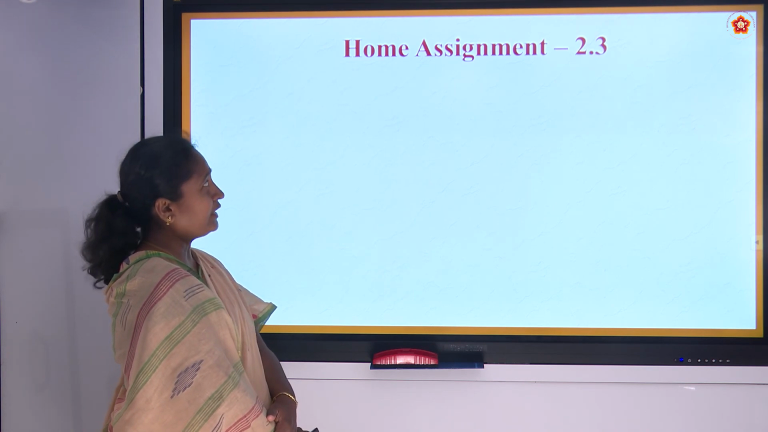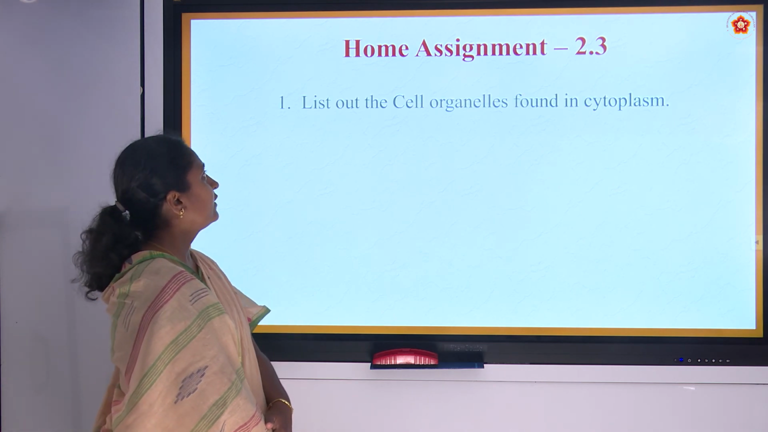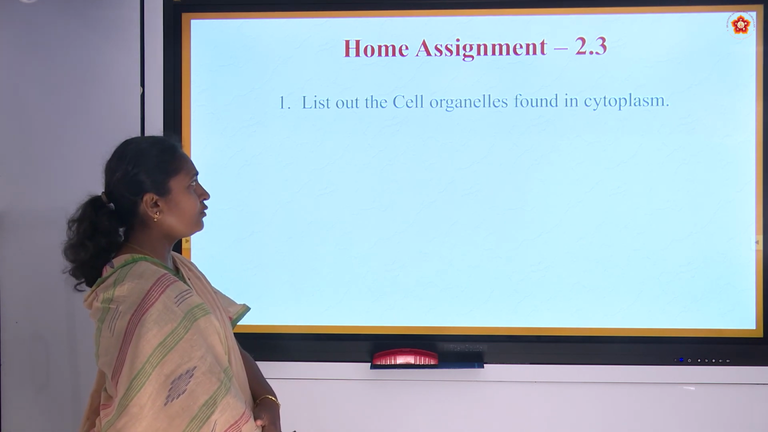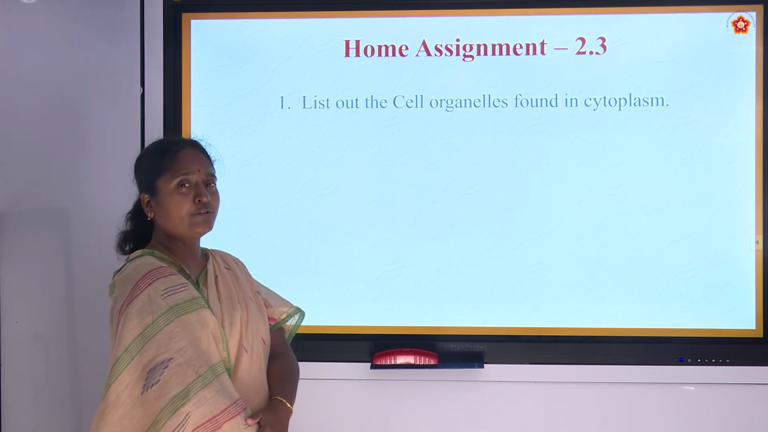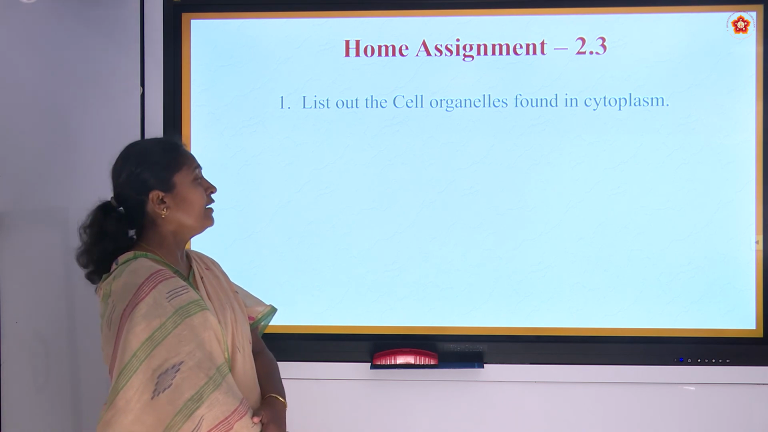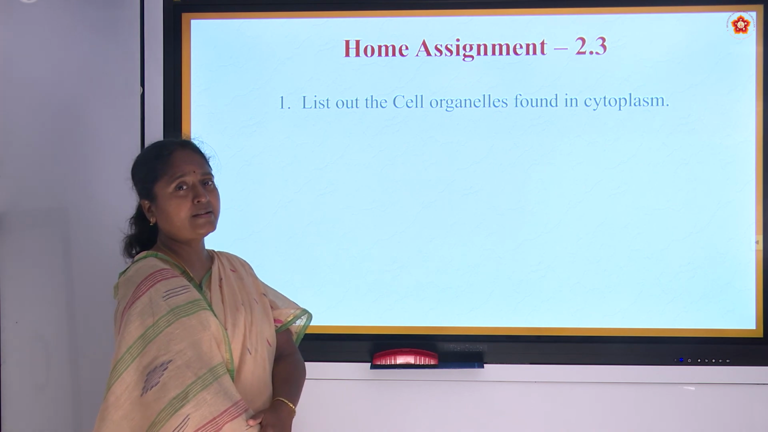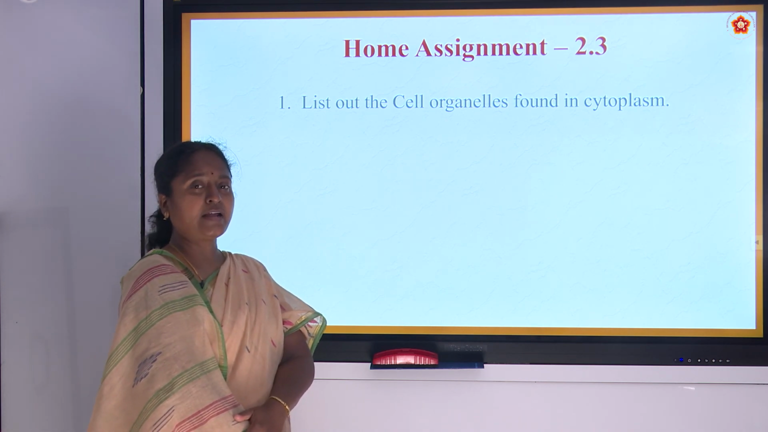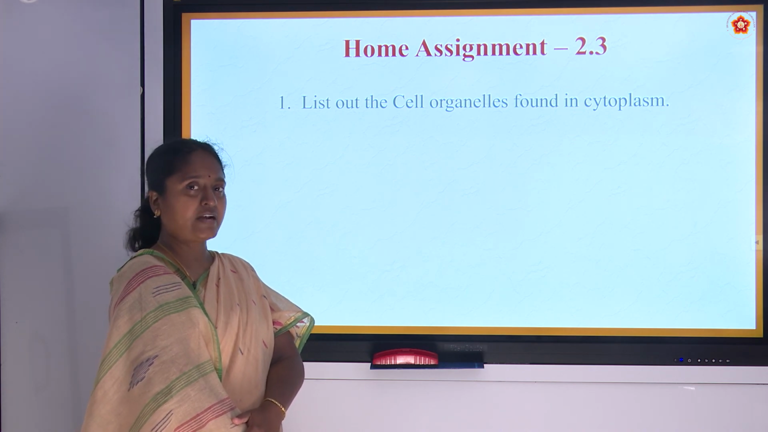Now, we are coming to the end and we have some home assignment for you. The first question is list out cell organelles found in cytoplasm. So, you have to list out all the different kinds of cell organelles you know about. They are not asking about plant cell or animal cell. So, you are expected to write the various cell organelles which you know or you have studied so far.